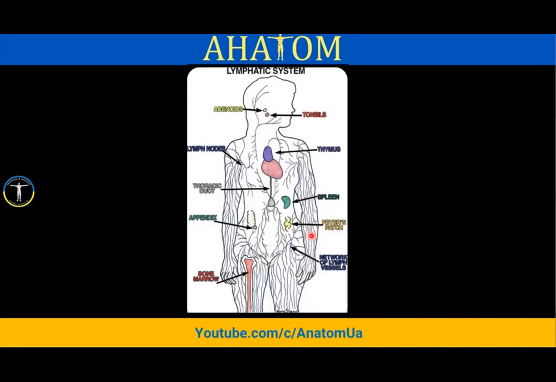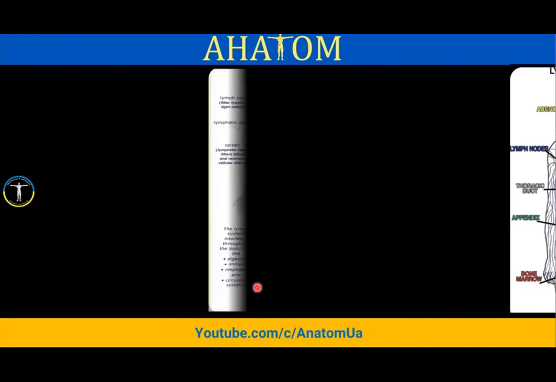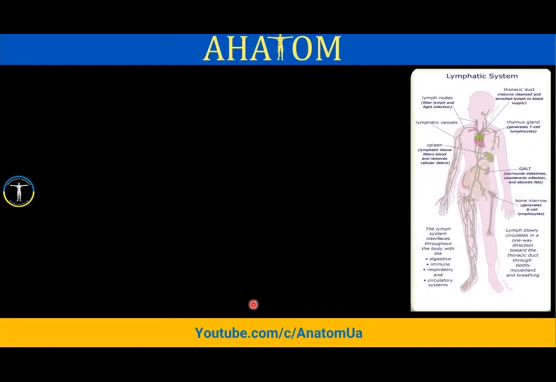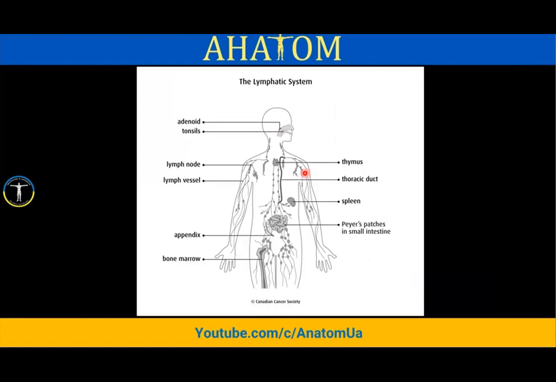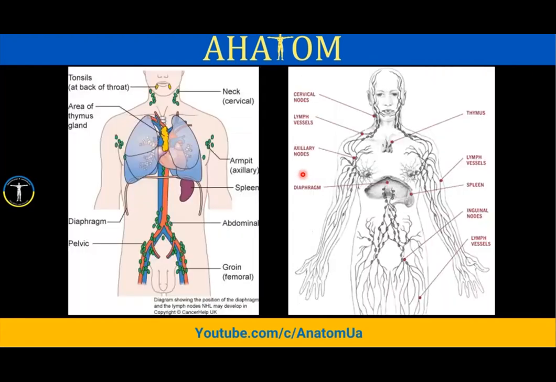Okay, you remember lymphatic: adenoids, tonsils, thymus, lymph nodes, thoracic duct, appendix, bone marrow, Peyer's patches, yes, spleen. These are organs of the lymphatic system, and the function of this system is an immune function.